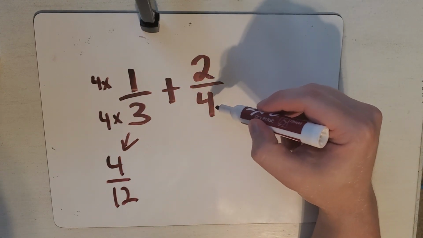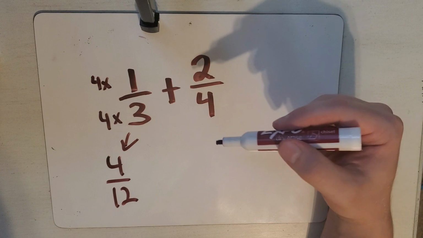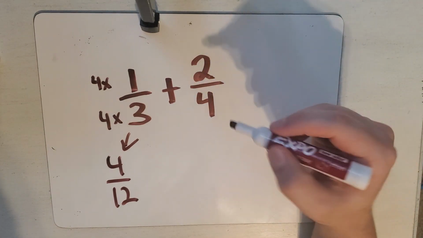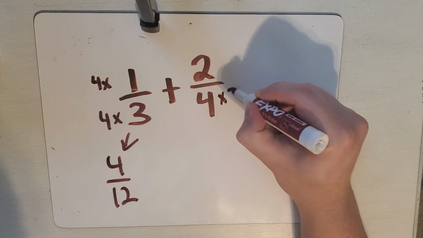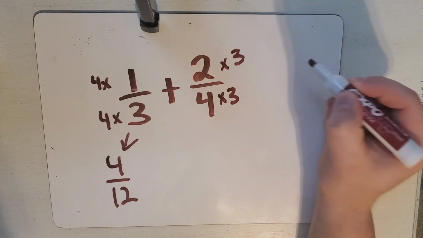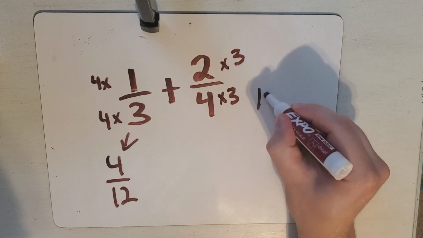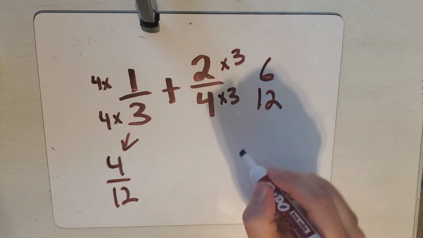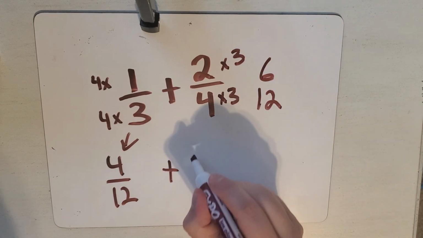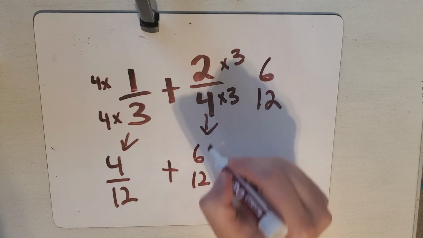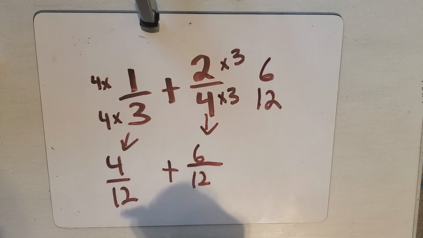Then I look at this one and I say, all right, what do I need to multiply by to get to 12? Because I'm trying to get both of them to 12. 4 times 3. So if I do it to the bottom, I also got to do it to the top. 4 times 3 is 12. 2 times 3 is 6. And 6/12. So my 2/4 changed into 6/12, which is technically half.